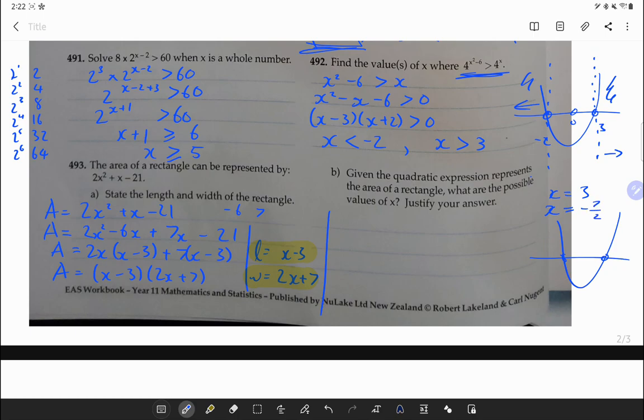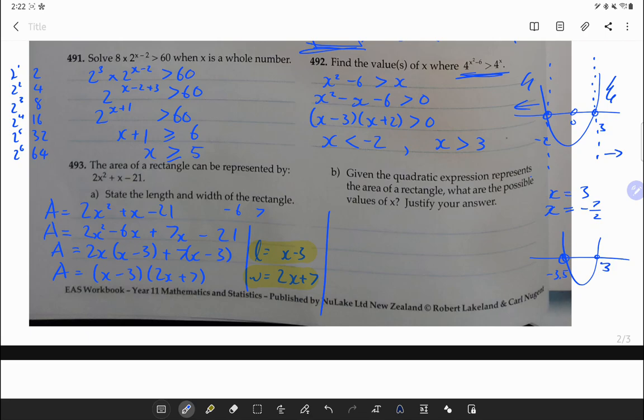If you use this one, we also know that the area will be 0 when x is negative 7 over 2, negative 3.5, I guess. That's right there. Cool. So we're saying not all of this whole range of possibilities for our x values and our area values are possible.